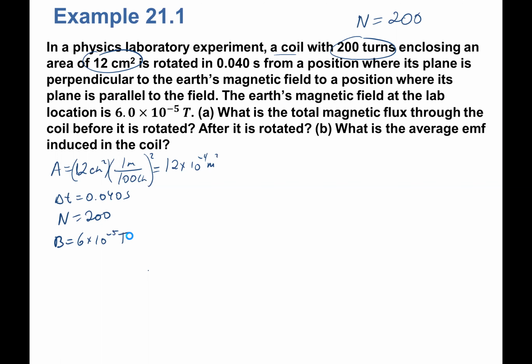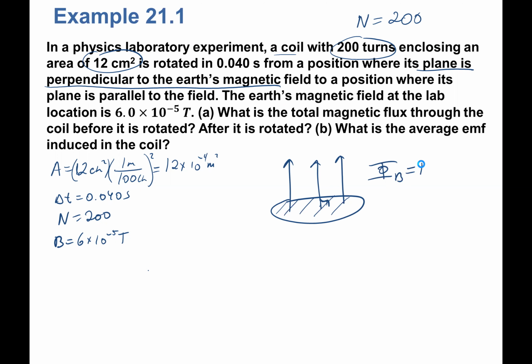Okay. Now, what we have here is this. We start, you can see, with the plane of that coil perpendicular to the Earth's magnetic field. Imagine this is the Earth's magnetic field. That means this coil here is like this, where the plane itself is perpendicular to the magnetic field. If I want to find the flux at that instant, it will be magnetic field times the area, then times cosine of phi. Now the question is, what is phi in this particular case?